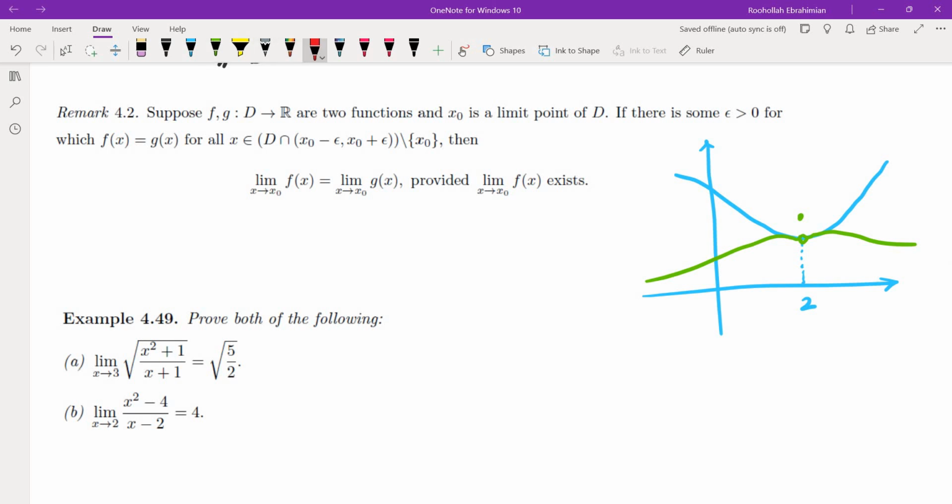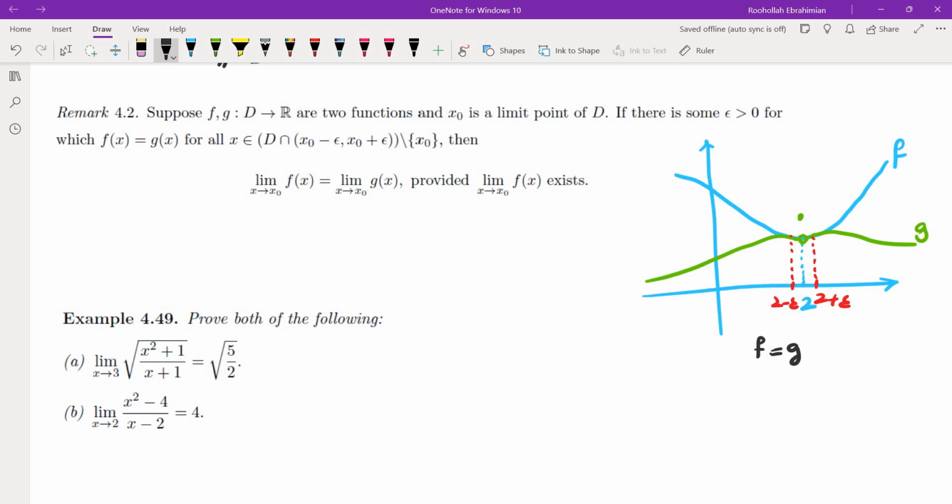In other words, there is some interval, 2 minus epsilon to 2 plus epsilon, over which the two functions are the same. Let's say the blue one is f, the green one is g. F and g are the same over the interval from 2 minus epsilon to 2 plus epsilon, except for the point 2. So you expect the limits to be the same, because what matters is not what happens far away from 2. What matters is what happens close to 2.